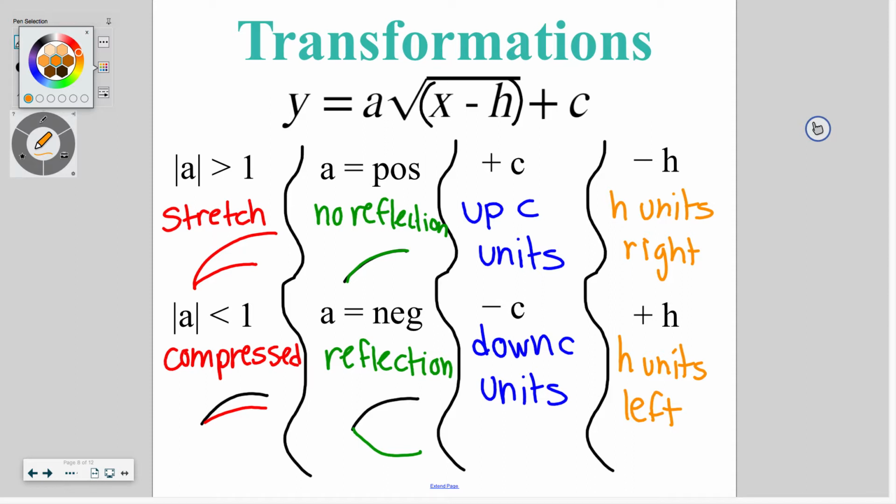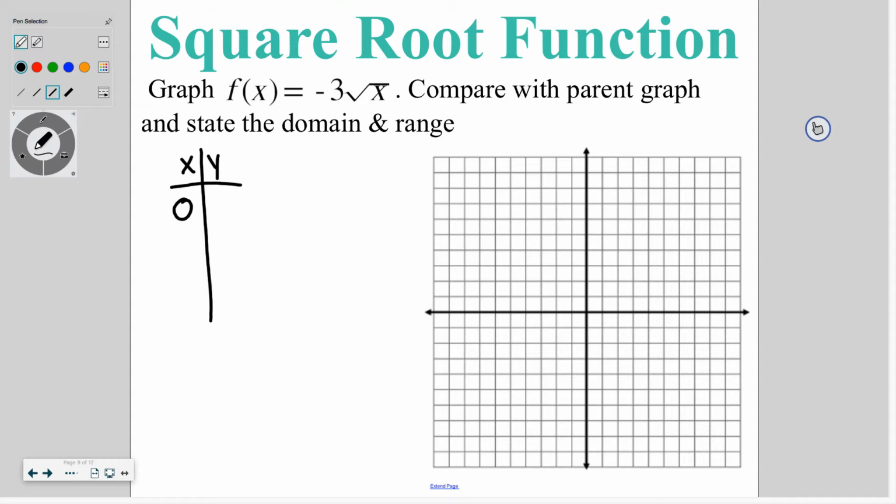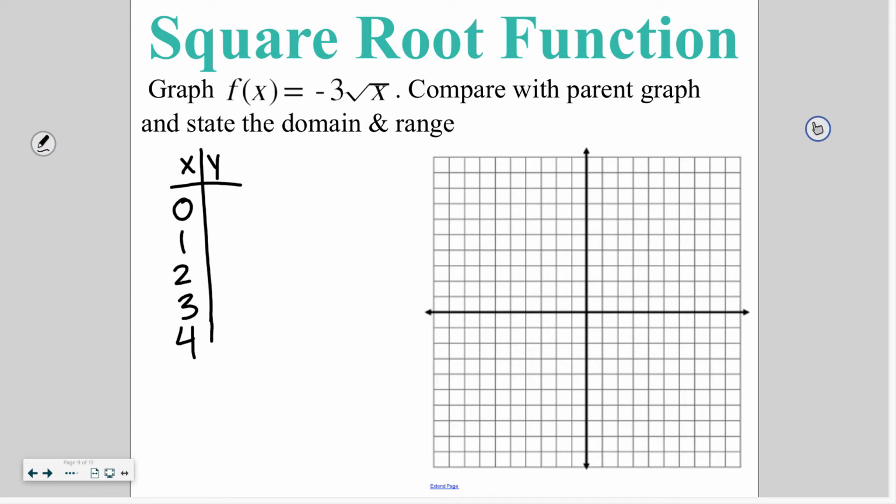So now, looking at this graph, it wants us to compare with the parent function as well as state the domain and range. So again, we're going to start our graph by looking at what we can plug in. So I can start with 0, 1, 2, 3, and 4. When I plug those values in, I'm going to get 0, negative 3, negative 4.2, negative 5.20, and negative 6. So plotting that on the graph is going to give me a curve that looks roughly like this.